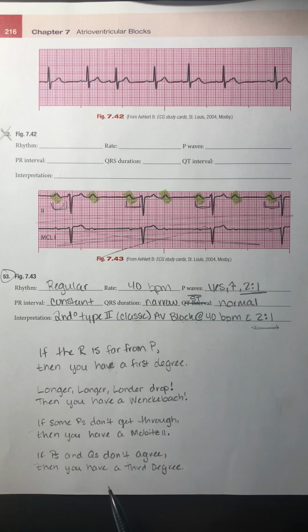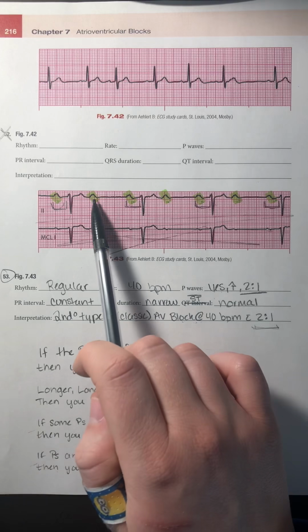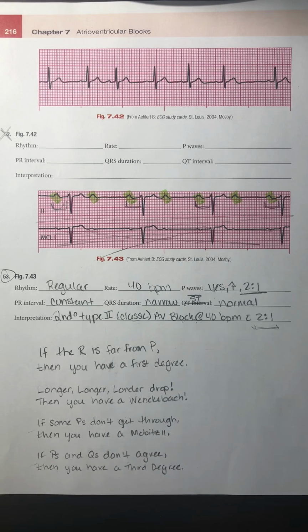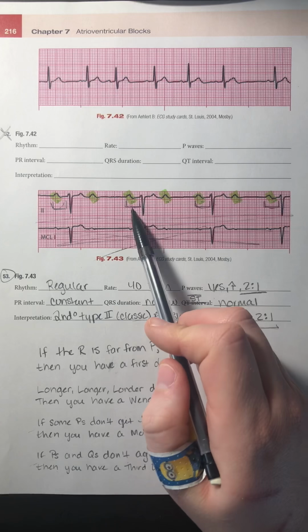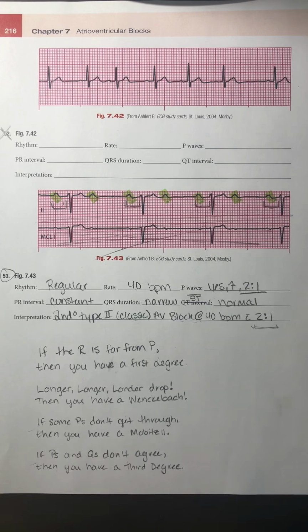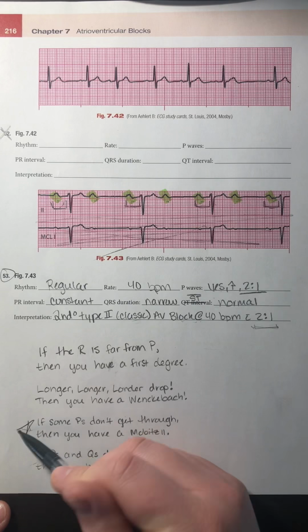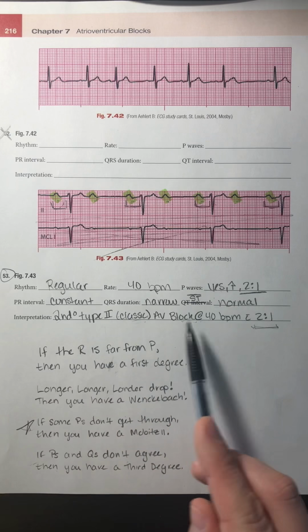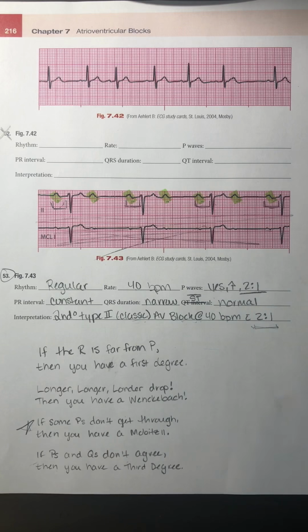If some P's don't get through, then you have a Mobitz 2. I definitely have some P's that are not getting through here. And further confirming that it's Mobitz 2 is that I have that consistent PR interval. So there is still some communication between the P waves and the QRS complexes. It's just not getting through every time. So we can stop right there and label this as second degree type 2 classic AV block at 40 beats per minute with a 2-to-1 conduction ratio.